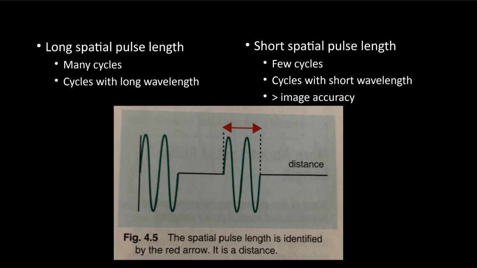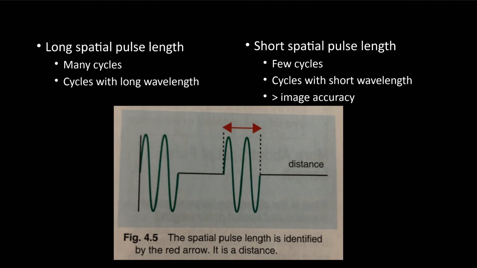Shorter spatial pulse lengths, of course, mean fewer cycles or cycles with a shorter wavelength. And again, similar to pulse duration, when we have a pulse with a shorter pulse length, we are going to have better image accuracy.